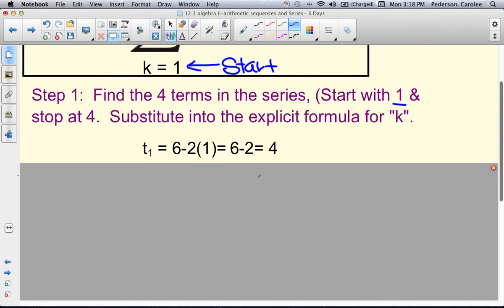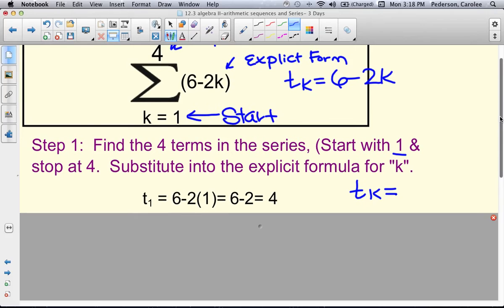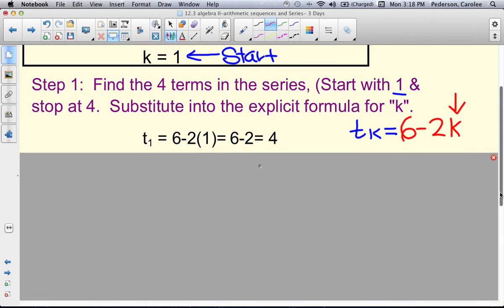So here's the first example. Remember that explicit formula over here that we just had above. I'll circle it in red. Here's my explicit formula, 6 minus 2k. We're going to continue substituting in for k. So we start to find term 1. 6 minus 2, substitute 1 in. 2 times 1 is 2. 6 minus 2 is 4. So here's the first term in my series, 4.